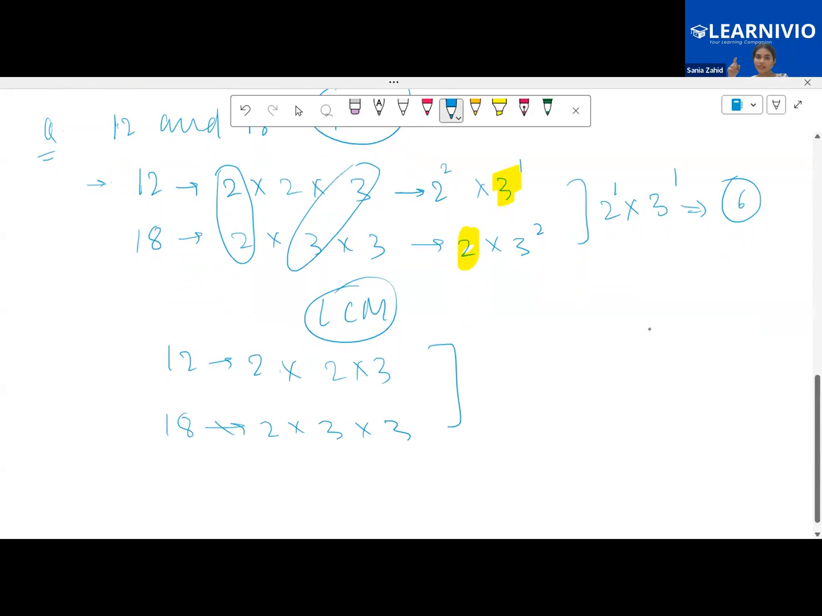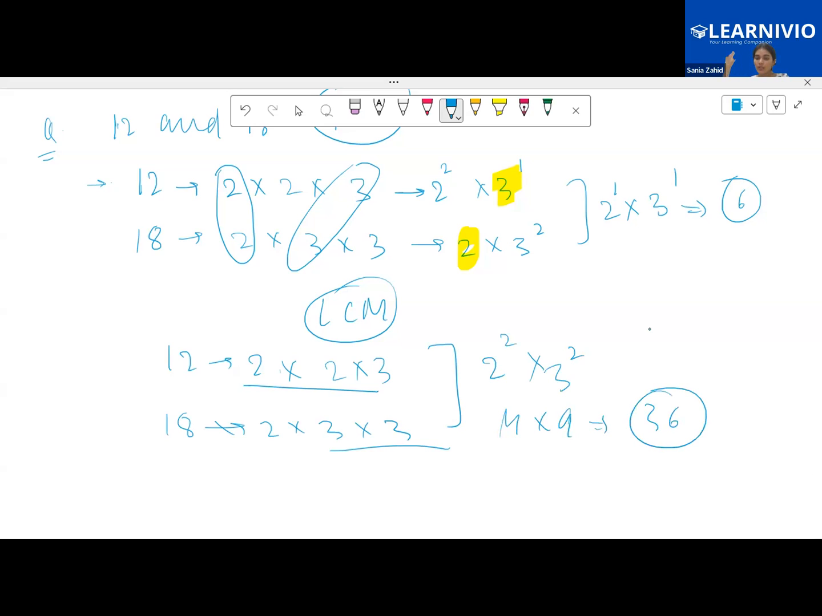First, you identify the common factors. And you take the highest power of common factors. Now you do the opposite thing. You will take the highest power of common factor. So where is the highest power of common factor? Here it is 2 to the power of 2. And here it is 3 to the power of 2. 4, 9, 36. So the LCM is 36.